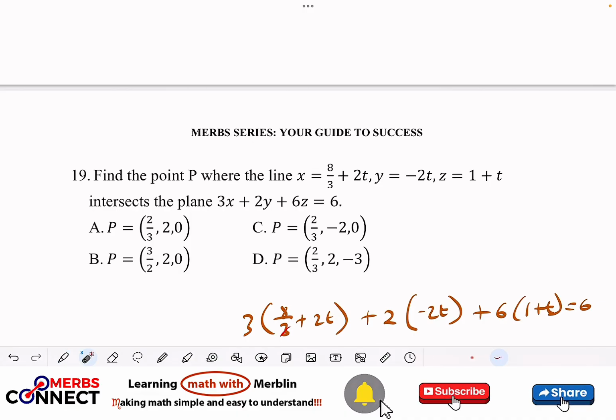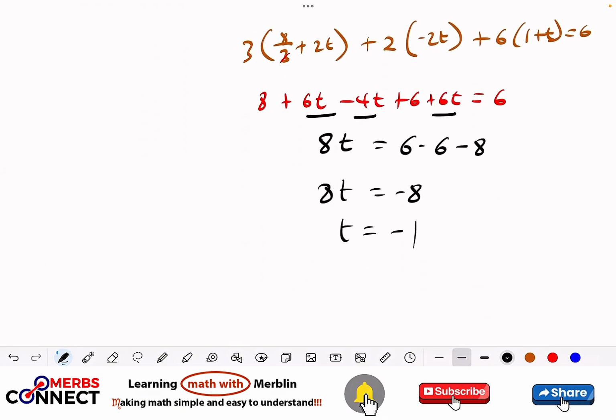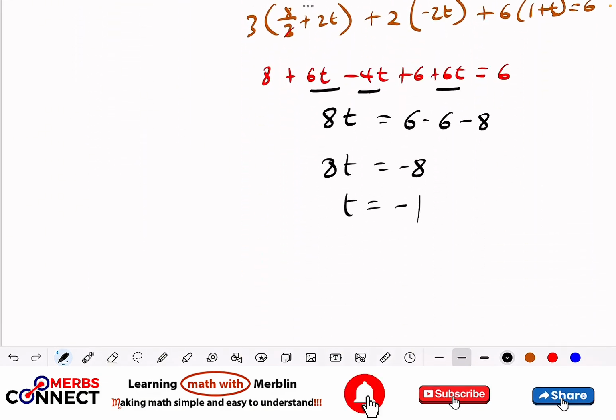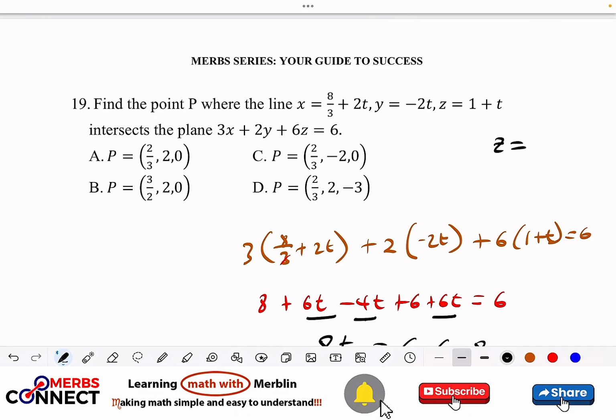Plug in T is equal to 1 and get Z to be equal to, is that 1? Minus 1. And get Z to be 0. Plug in minus 1 here and get it to be 2. Plug in minus 1 here and have X is equal to this minus 2.